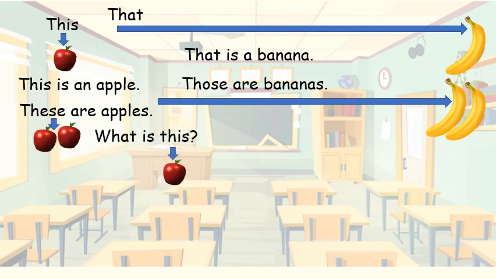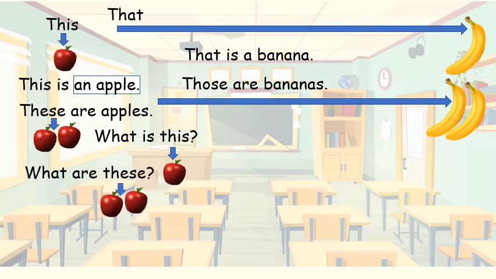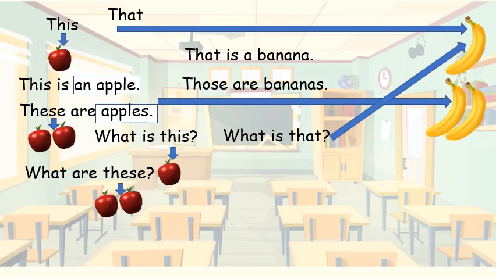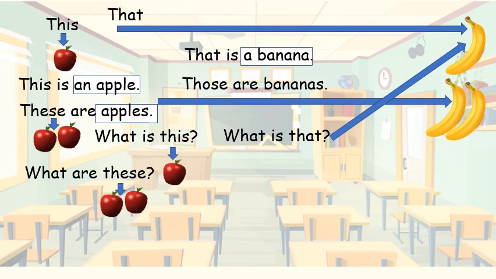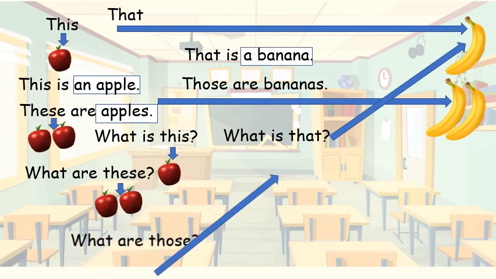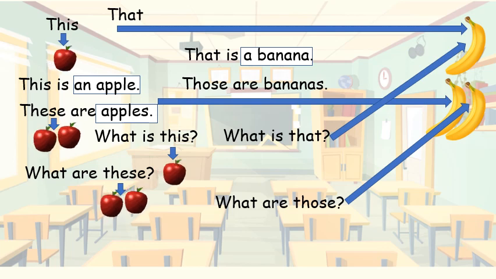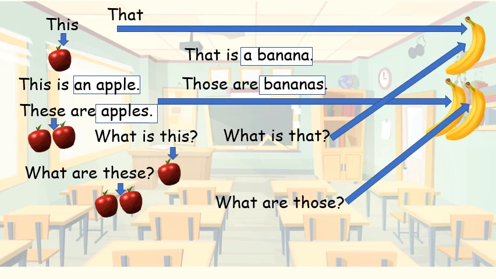What is this? An apple. What are these? Apples. What is that? A banana. What are those? Bananas.